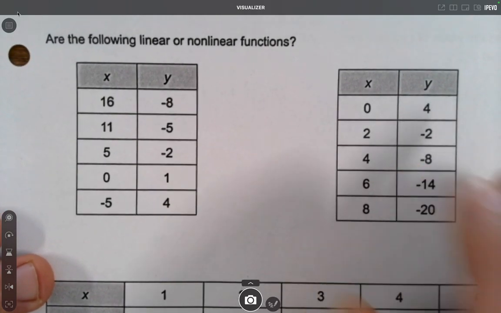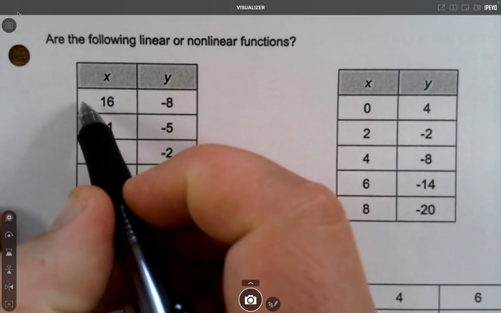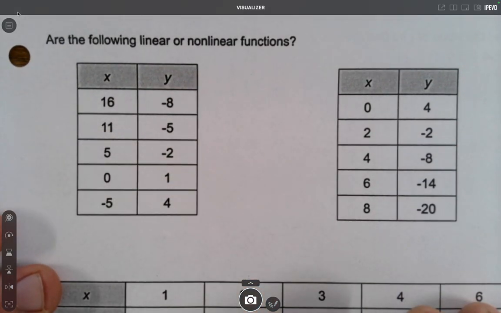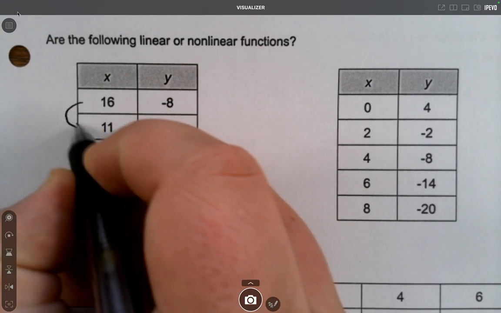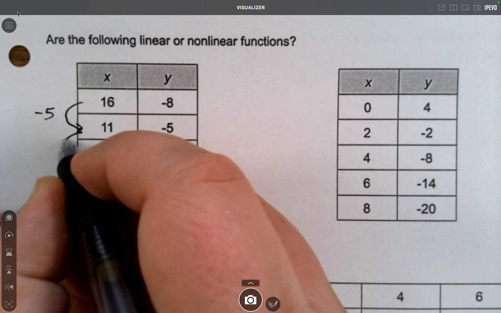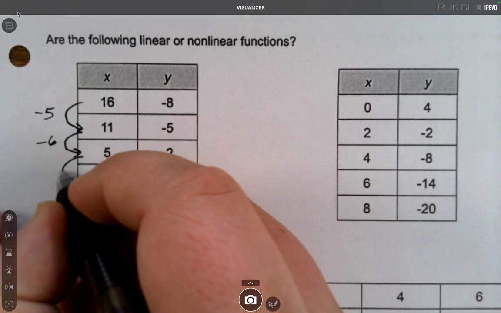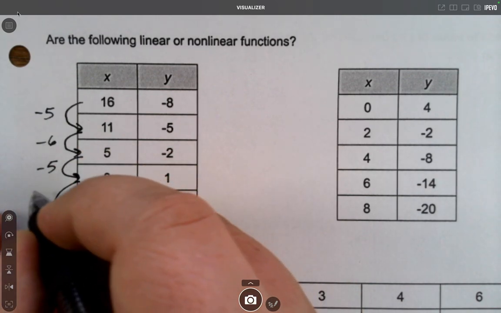To figure out if a table is linear or not, I need to look and see how both the x values and the y values change as each point moves. In other words, to move from 16 to 11, they went down 5. We move from 11 to 5, that moves down 6. 5 to 0, that's moving down 5. 0 to negative 5 is moving down 5.